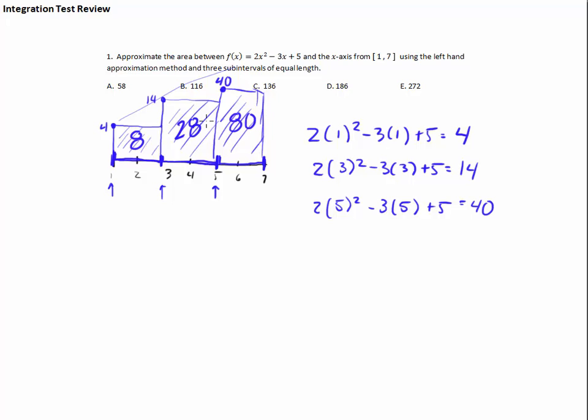So add all those up. 80 plus 28 is 108, plus 8 more is 116. There's our correct answer right there. All right, let's get rid of that now. Let's take a look at problem number 2.